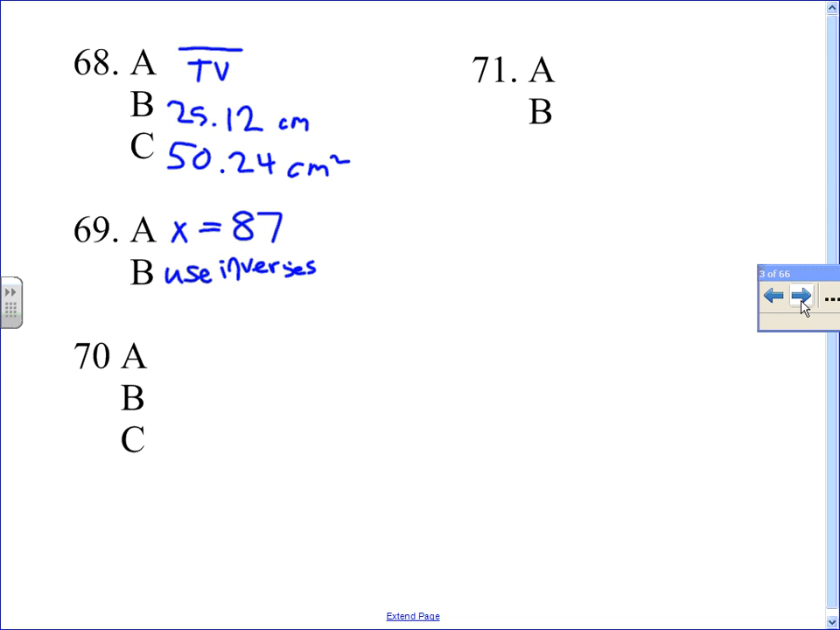Anyone say anything else for B? Matt, what did you say? Good. Doug, what did you say? Okay. Annalise, what did you say? Yeah, I put something like that. Good. You could even just kind of check it, plug it back in.